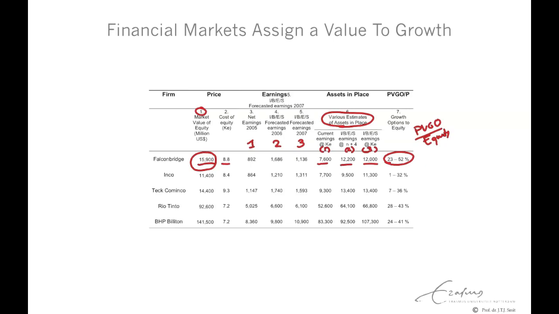For other mining companies, we get similar numbers. If you would have bought a share of Falconbridge in 2006, up to 50%, you would have paid for their future growth opportunities. But this is justified. These mining companies do have growth opportunities that are expected to generate more than the opportunity cost of capital.